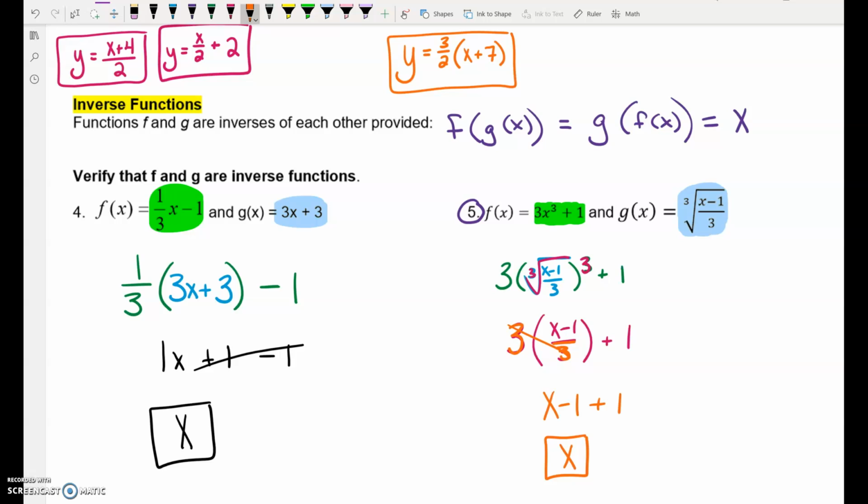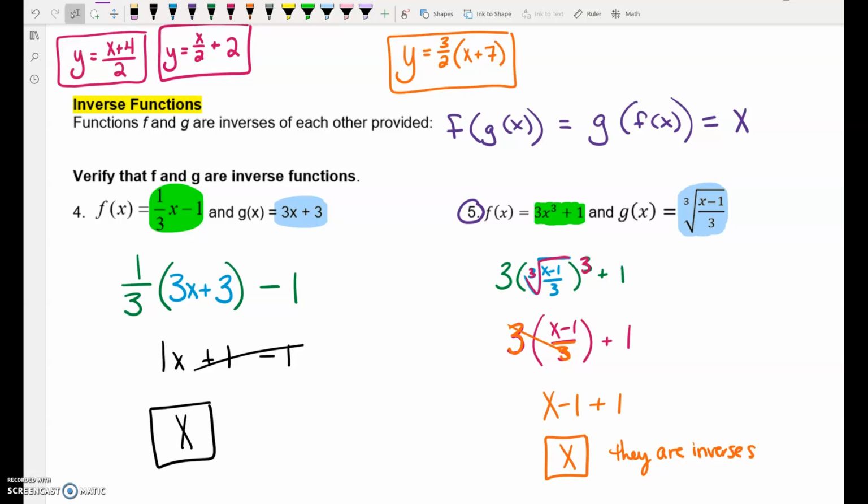So if you had a problem like this on your assignment and it said verify f and g are inverse functions, you would need to show this work, show that you had done f of g of x, and once you got to x, you would just write they are inverses, or they are not inverses. So if it simplifies down to something that isn't just plain x, then they would not be inverses.